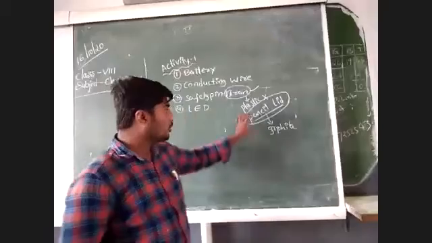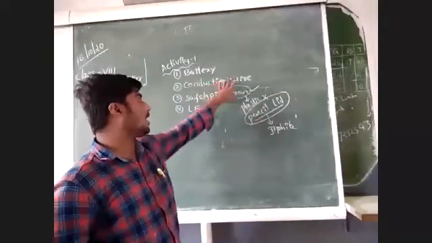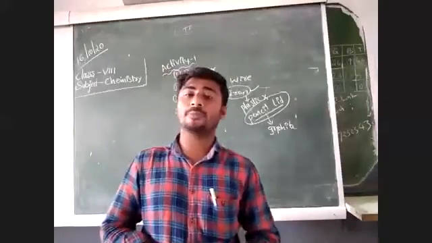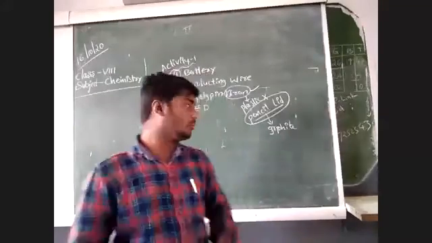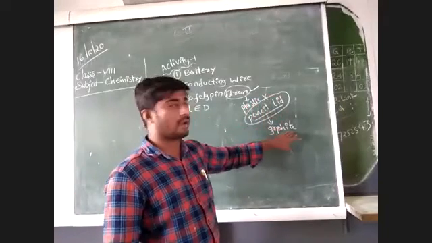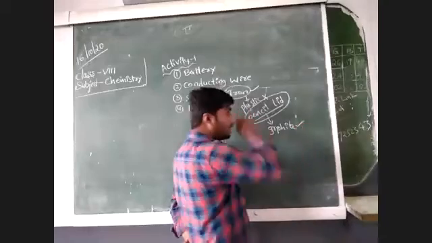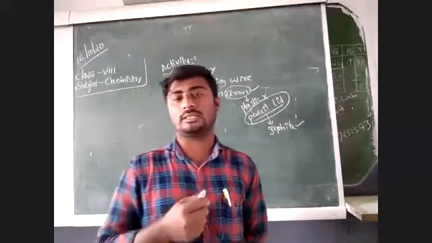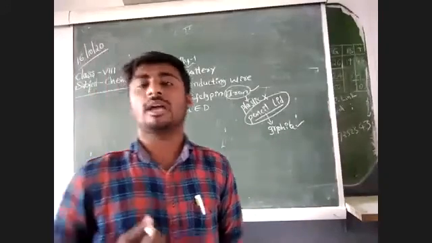That's why if you use a pencil lead instead of the iron nail, placed between the two conducting wires, we observe the glowing of the LED bulb, because the pencil lead is made up of graphite. So graphite is a good conductor of electricity. Why is graphite a good conductor of electricity?